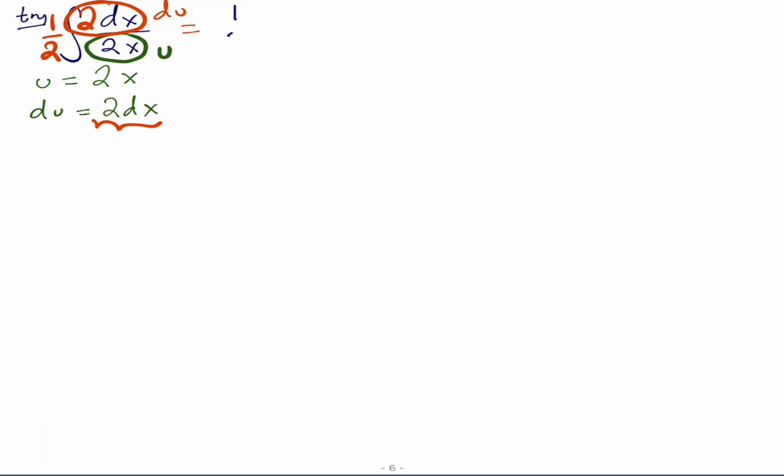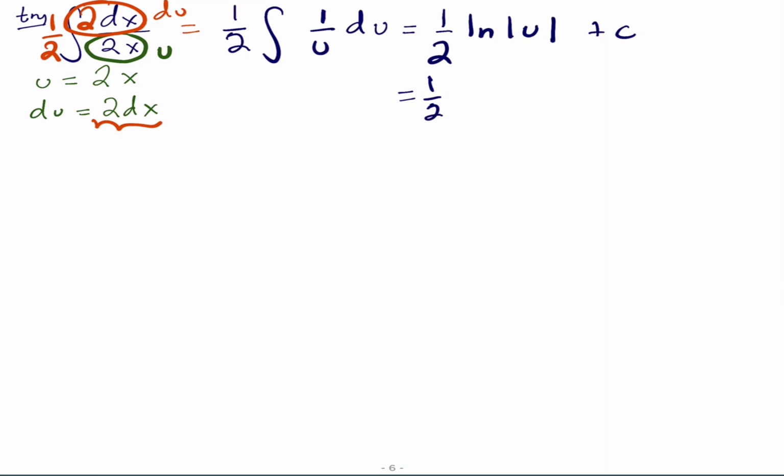So then what do I end up with? I end up with 1/2 times the integral of du over u. I'm going to write it in a little bit more obvious way. I think that'll help you recognize what that is. What is that? Do we know the antiderivative of 1 over u? Yep, it's natural log, right? Plus c, which is just 1/2 natural log of 2x, right? And that's it.